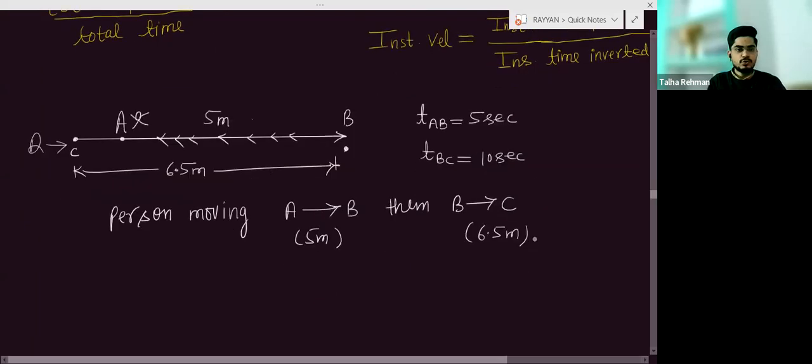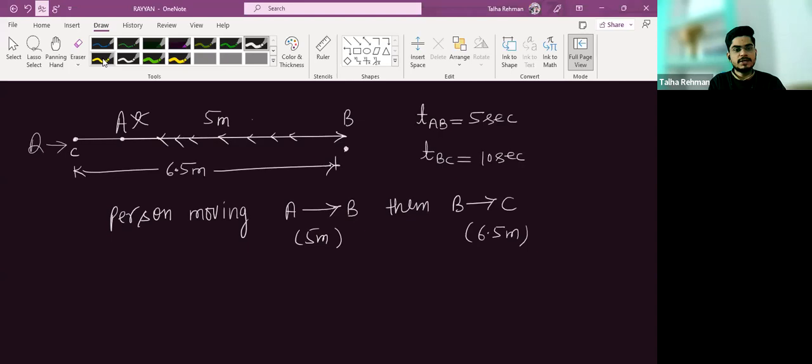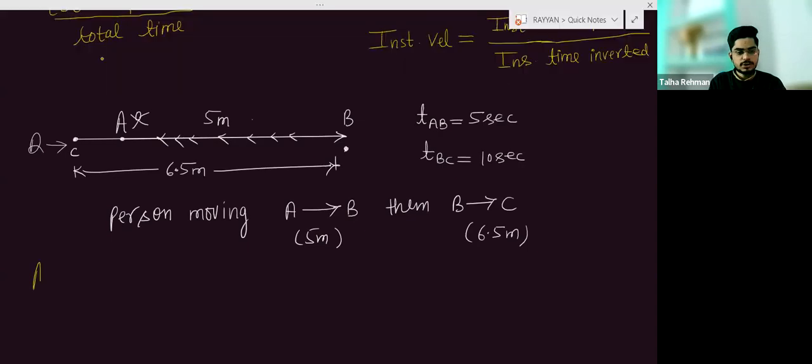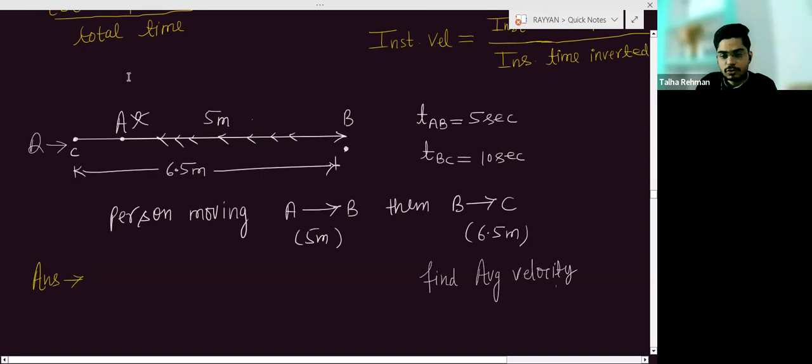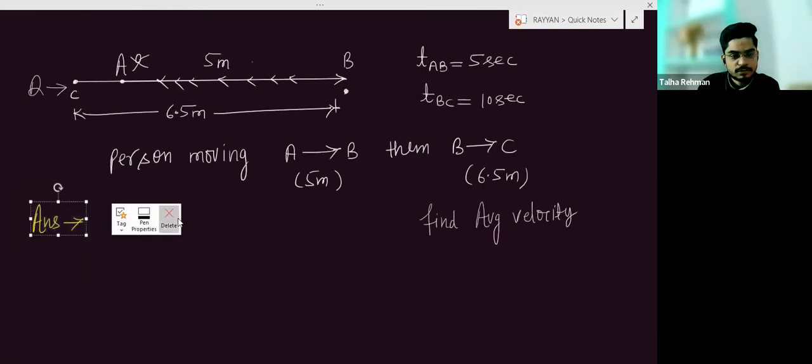So, can you solve this question? You have to find the average velocity. Find average velocity. Okay, I am solving this question. Next question you will solve.